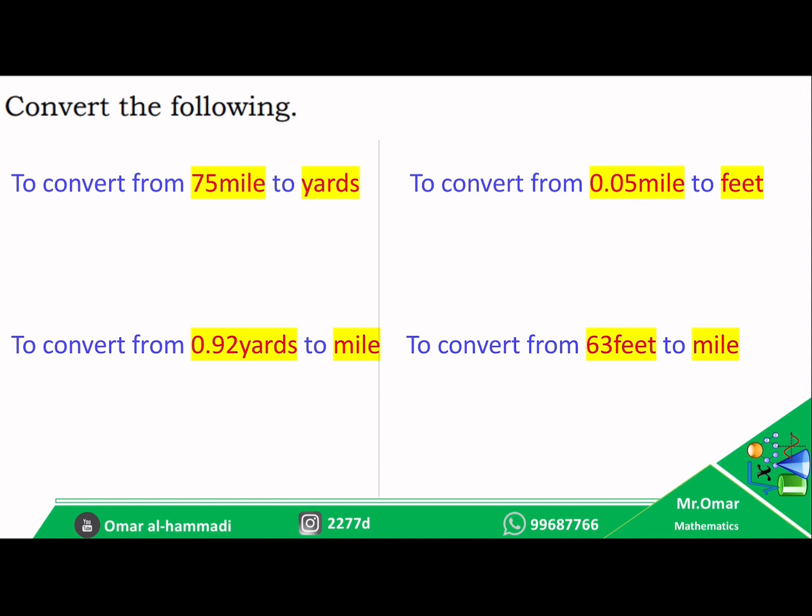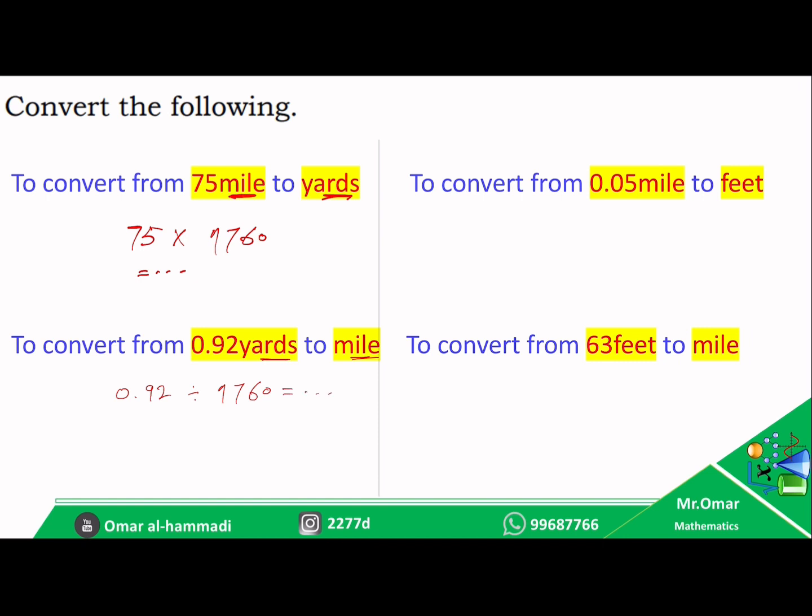Let's do an example to understand. For example, we have to convert from miles to yards. We just multiply 75 by 1760, and we will find the result. Just do the calculation. Convert from yards to miles. It will be 0.92 divided by 1760, and you will find the result.